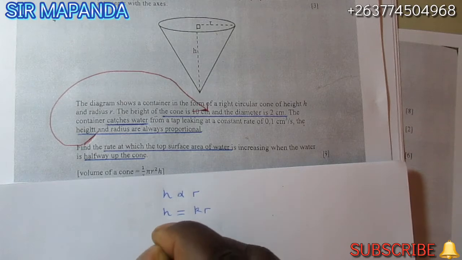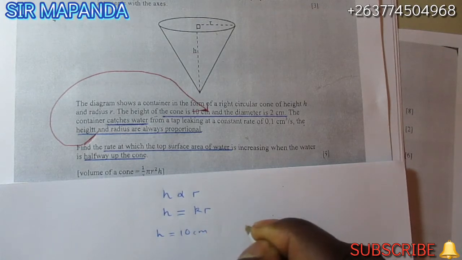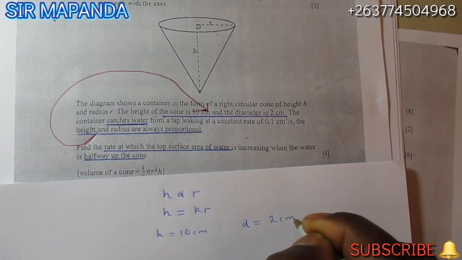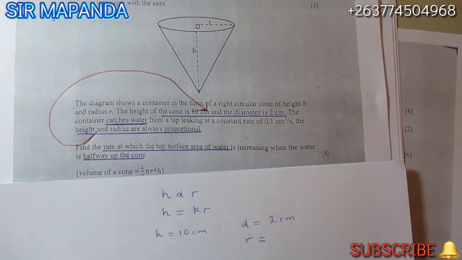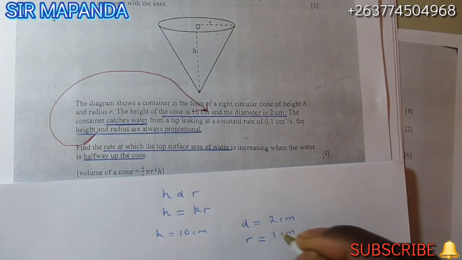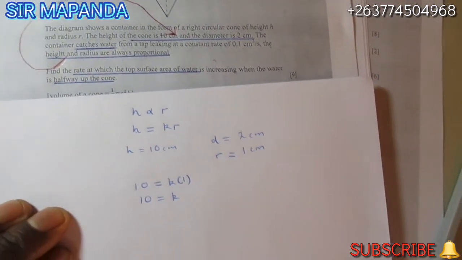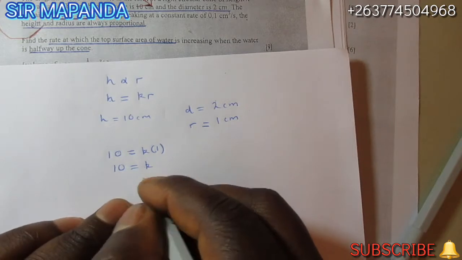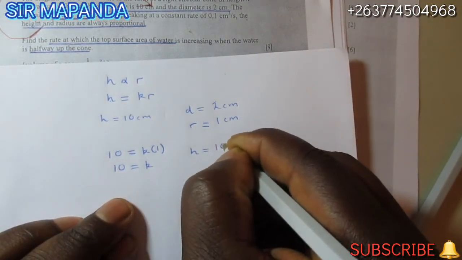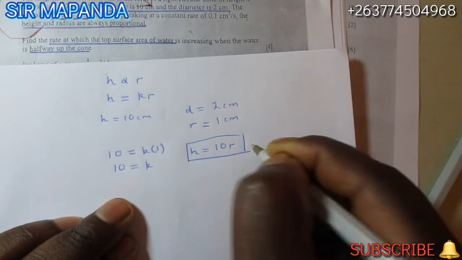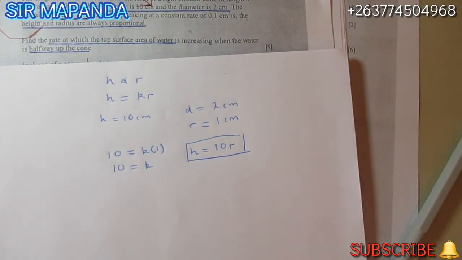Right. So, height is equal to 10 centimeters when diameter is equal to 2 centimeters. If diameter is equal to 2 centimeters, it simply means that radius is equal to 1 centimeter, since radius is half diameter. So I'm going to put 10 on h. I hope you are following. Then I'm going to put 1 on r. So 1 times k, you get k. It means k is equal to 10. I hope you are following. Right. So if k is 10, h is equal to 10r. So this result is very, very important in our journey.